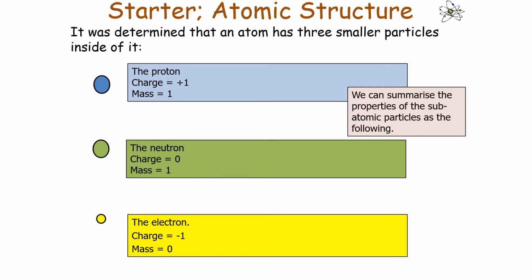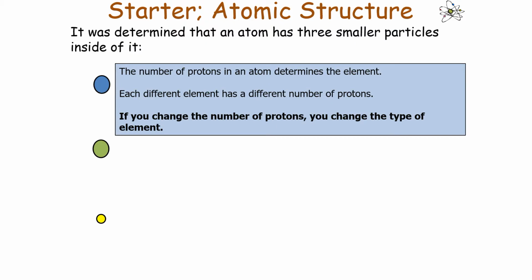Now it was determined that if you change either the number of protons, neutrons or electrons in an atom, you change the different type of atom that you have. So the number of protons in an atom determines the element. Each element has a different number of protons. So if you change the number of protons, you change the type of element.